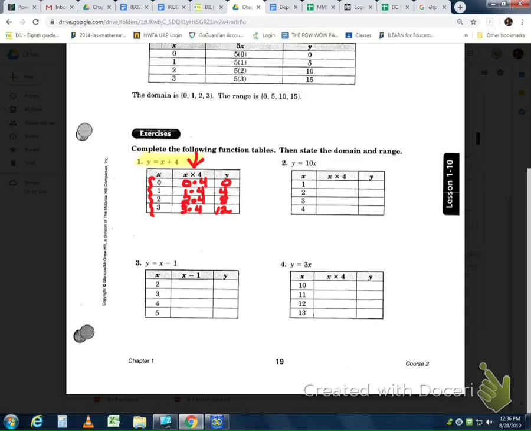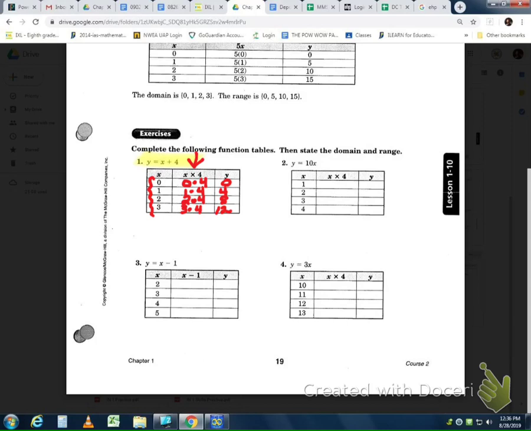Now, does everybody see what we did? We took x in every row and plugged it into that problem. We've already been evaluating expressions and solving. We've already done this. We just did it in a different format. This is filling out a complete table with it.